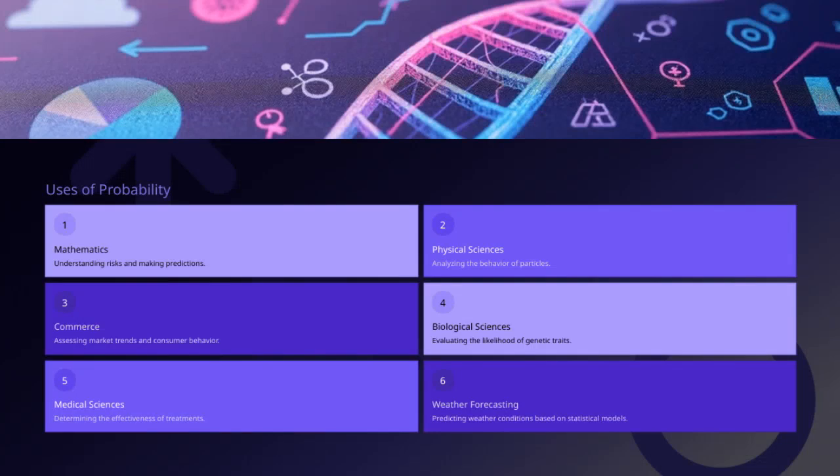Now, let's take a closer look at the various uses of probability across different fields. Starting with weather forecasting, probability helps us predict weather conditions by analyzing patterns and statistical data. It allows meteorologists to estimate the likelihood of rain, storms, or sunshine, which is crucial for planning and safety.